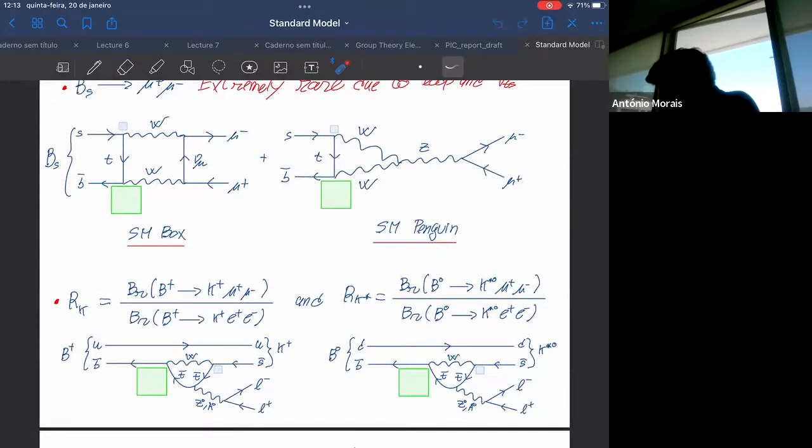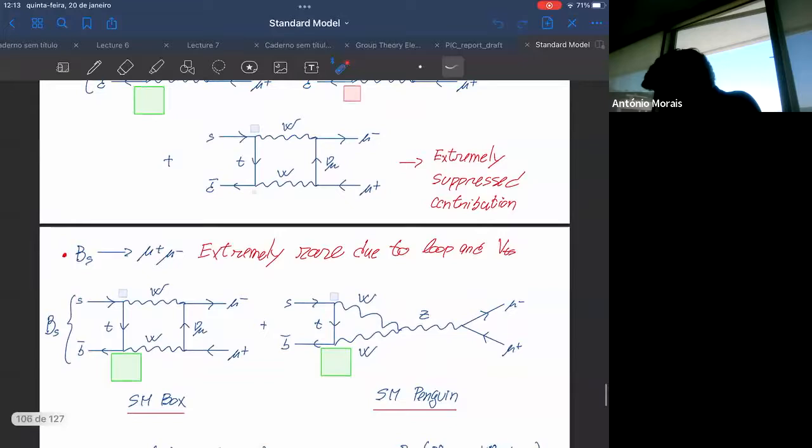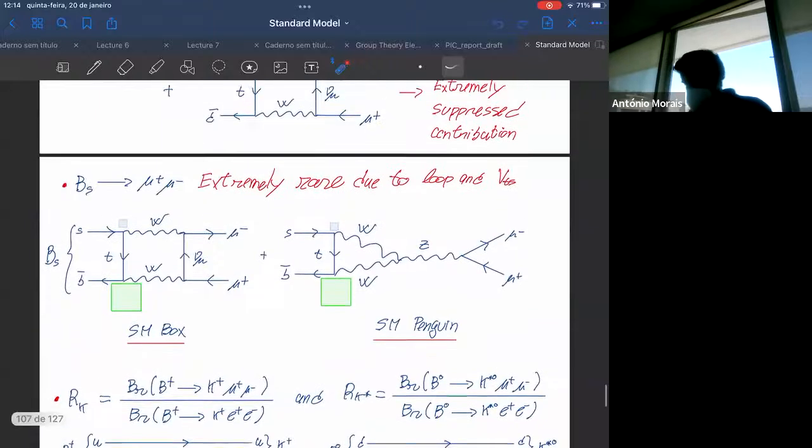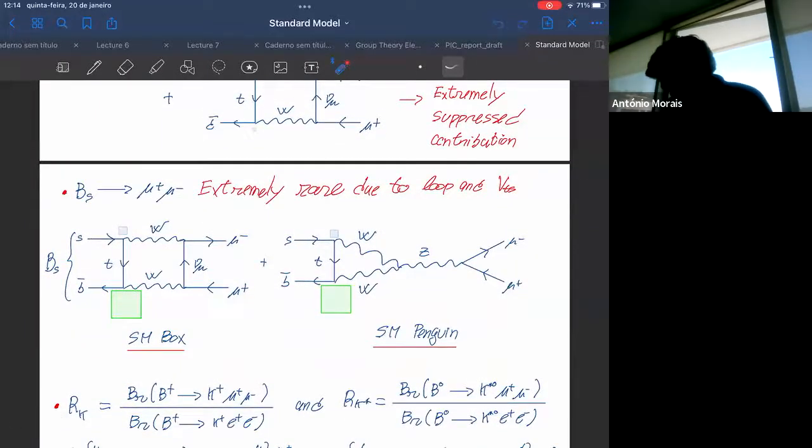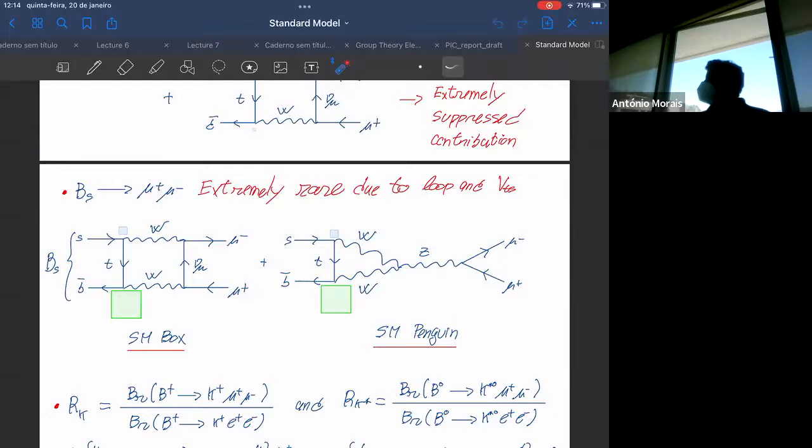So if you also have new physics contributing to these diagrams, it can be quite important. It can make a sizable difference, and with these diagrams, you can put restrictions on new physics. For example, if instead of W here, you have some charged particle that can couple to S and tau, some new Higgs boson, for example. So this decay is typically considered in models like supersymmetric extensions of the standard model, etc. It's considered as a constraint on new physics.